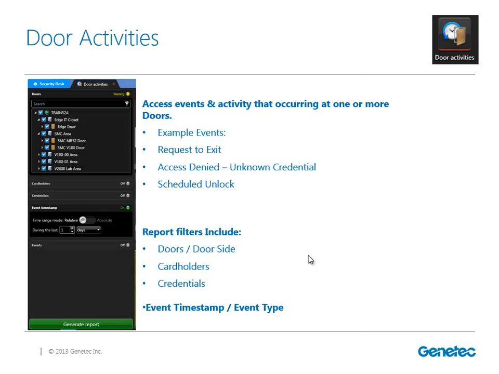Like I mentioned before, some examples of the door activity events will be request to exit. We have access denied, unknown credentials. So if I want to track someone that is using an unknown credential that hasn't been added to the system, that's something that I can use to filter through my door activity report. Schedule unlocked, I can also search for those, and I can filter again through doors, the door side, entry or exit. I can filter using the cardholders or the credentials as well as using the timestamp.